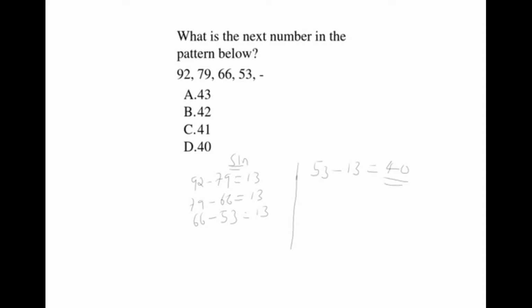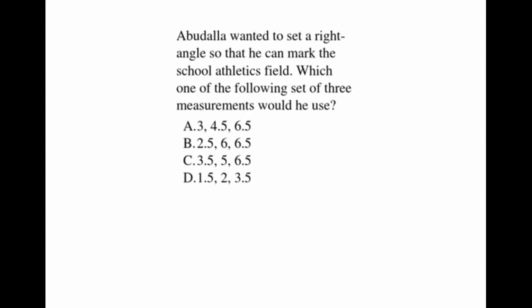So that will be our next number in the pattern, and the answer is D. Abudalla wanted to set a right angle so that he can mark the school athletics field. Which one of the following set of 3 measurements would he use?